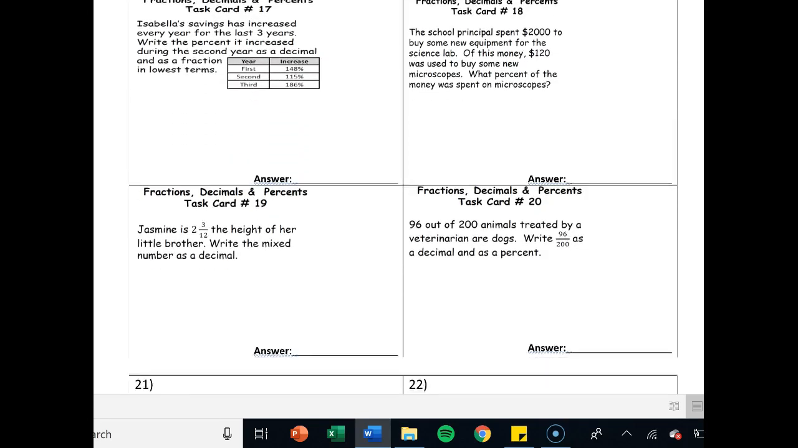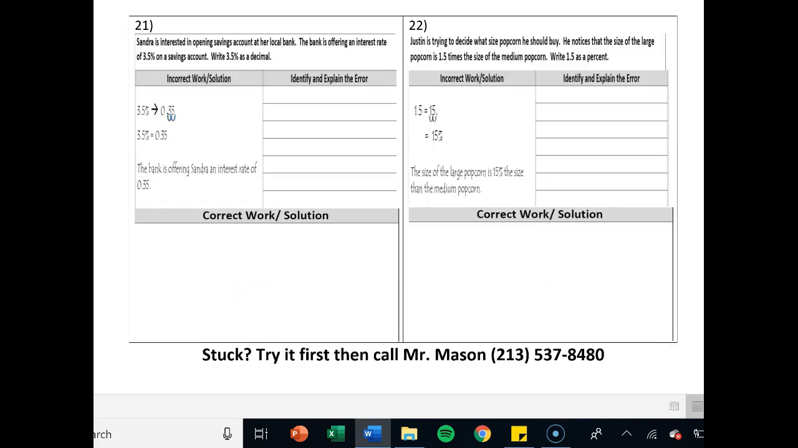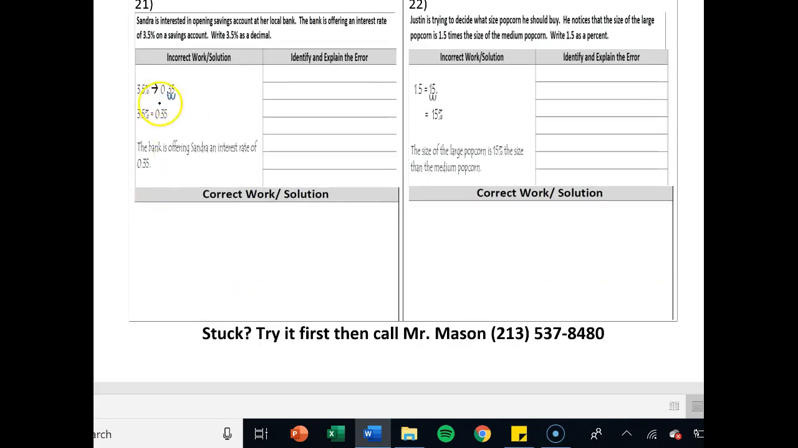The backside is going to be yours. You've got some more task card problems there. And then you've got error analysis. So to be clear here, I have done the problem wrong. I would suggest redoing it, getting the correct answer, and explaining what I did wrong. Again, I've done the problem wrong. Redo it, get the correct answer, and explain the right answer. That's it.